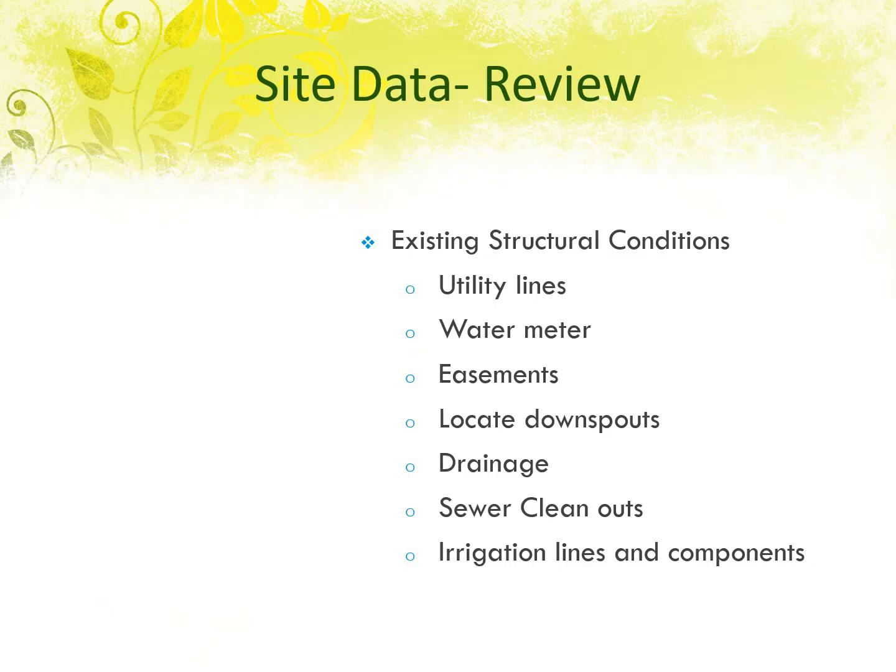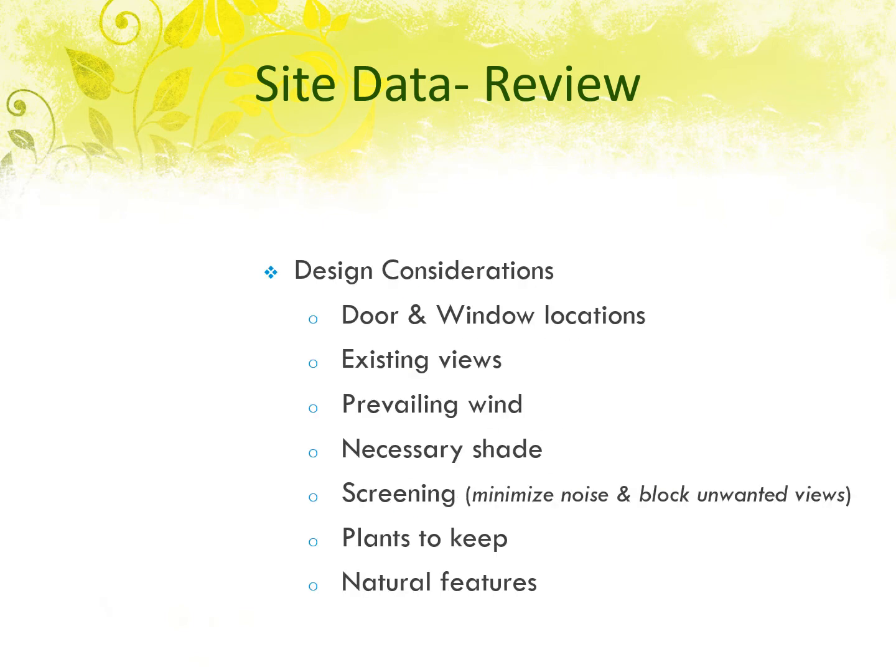If we're looking at site data, we tend to look at existing structural conditions. Those might include where the utility lines are on a project, where the water meter is located, which would be our point of connection, easements, and if there are downspouts off a building that are draining into the landscape, it's good to know where those are. We also look at the overall drainage patterns of a site, any sewer cleanouts, irrigation lines, or other components like that we have to work around.